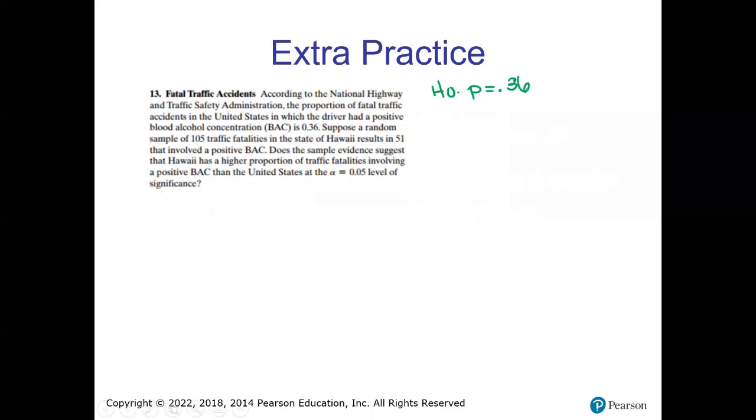That's what I know. Suppose a random sample of 105 traffic fatalities in the state of Hawaii results in 51 that involved a positive BAC. Does the sample evidence suggest that Hawaii has a higher proportion? So proportion greater than 0.36 is my alternate. I write my information: I had 51 out of 105 with an alpha of 0.05. Most of the time, your alpha is going to be 0.05 unless they tell you otherwise.